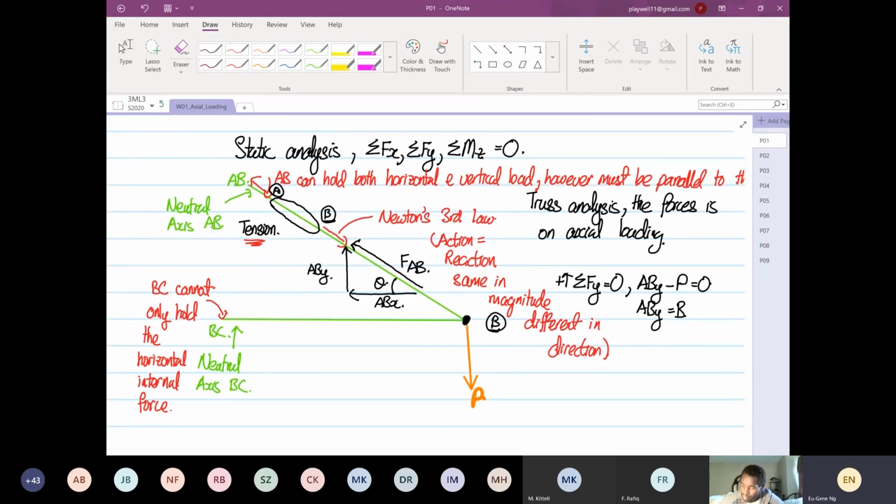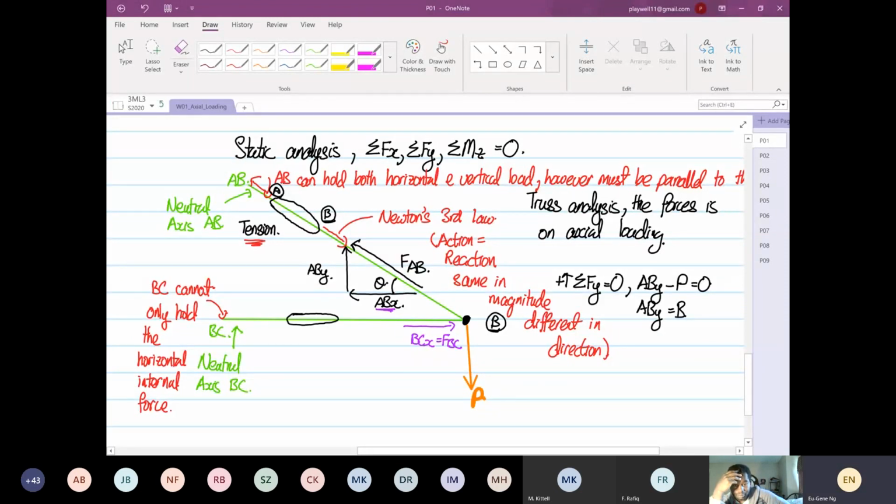Now let's look at member BC. So we realize over here, because ABX is pushing towards the left-hand side, and we know that point B has to be stationary, we need a reaction force over here, right? So this reaction force will be BCX, and this is also equal to our FBC, right? Because BC can only hold a horizontal load based on truss analysis. So when that's the case, action is equal to reaction.